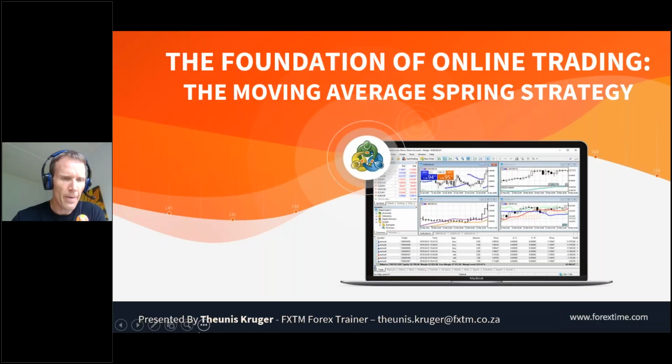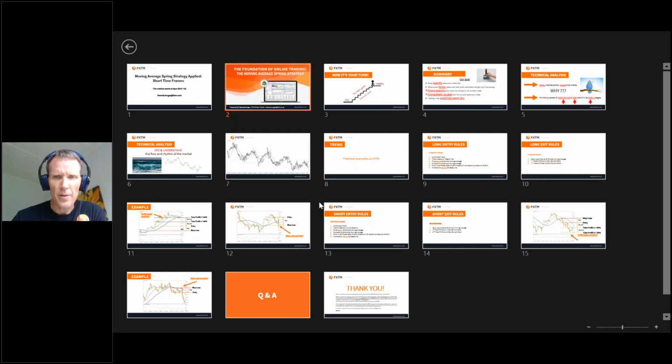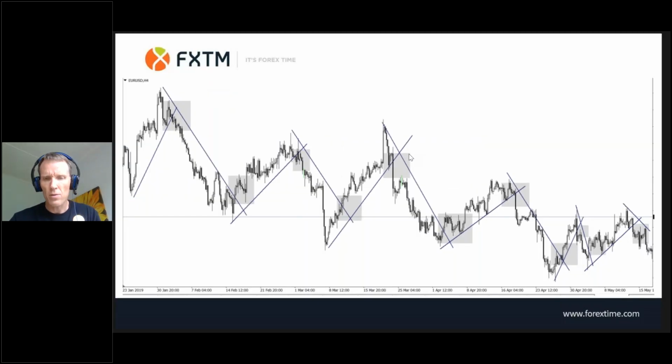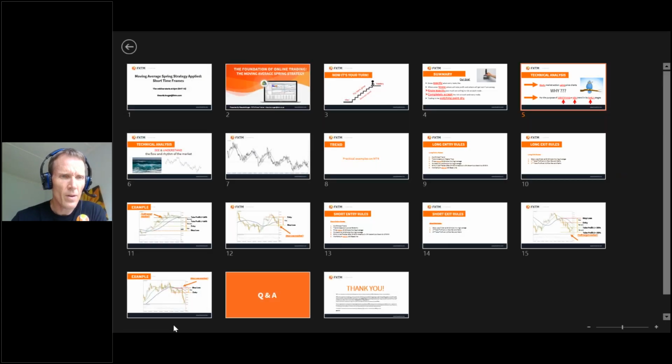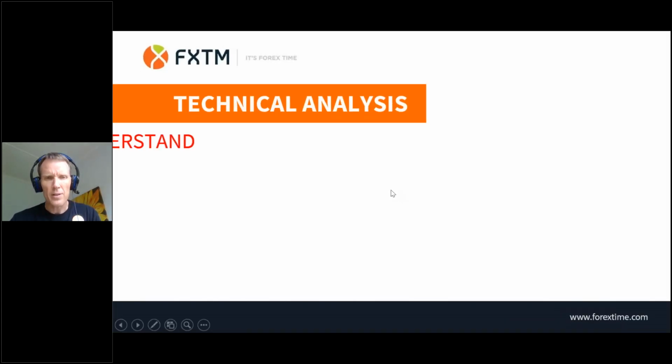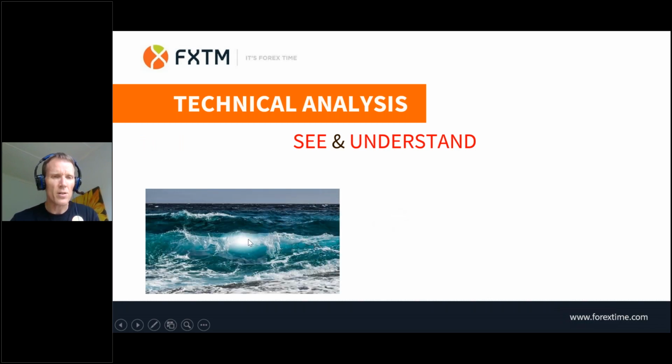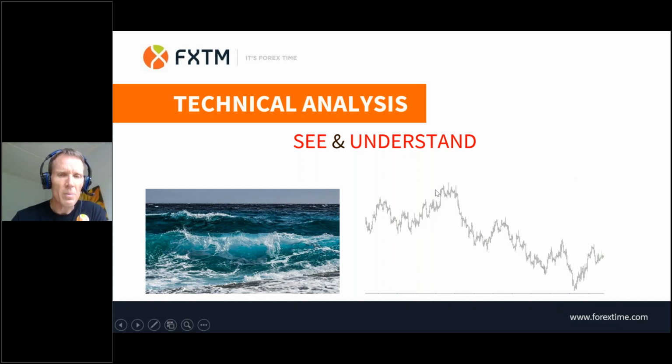All right, let's see if I can find the slide about the structure of the market. But there's not a very nice one here. This is it. Right, let's just go one back. Right, the market has a structure that you have to see and understand, just like light waves have a structure, ocean waves have a structure, sound waves have a structure. The market also has human behavioral patterns, people buying and selling. There's a structure there. You have to understand and see that structure because that's what technical analysis is at core.